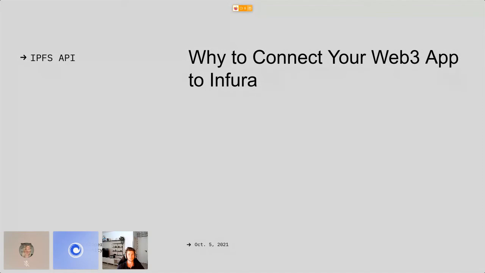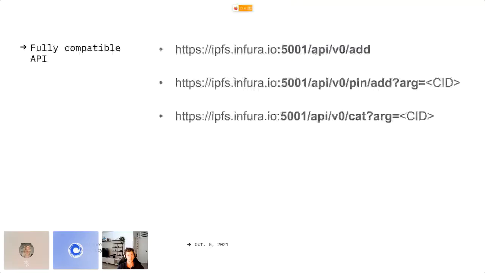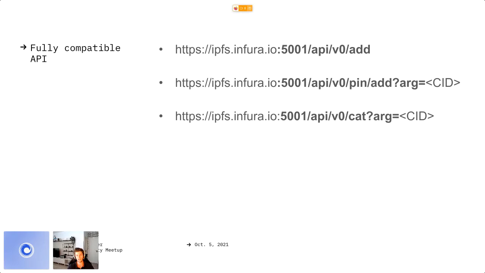So why should you connect your Web3 application to Infura? I think the number one reason is that our API is fully compatible. So whenever you want to add a file or pin it, read it, whatever you wish, you don't have to make any changes to your current setup, to your current business logic or application. You only have to swap the endpoints and point to Infura. We are also running the latest Go IPFS code. So we are currently on 0.9.1. We are trying to stay up to date with Protocol Labs and the entire community.